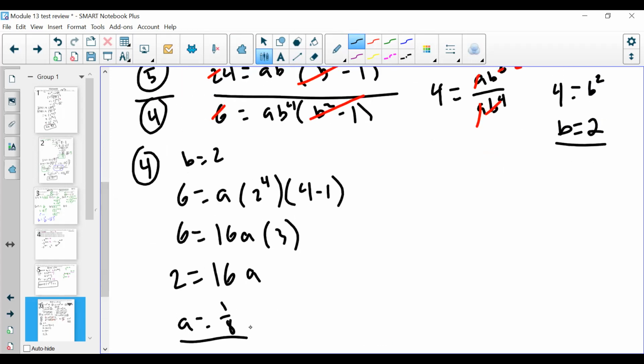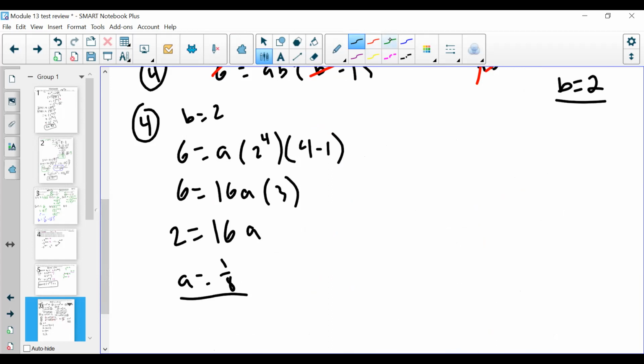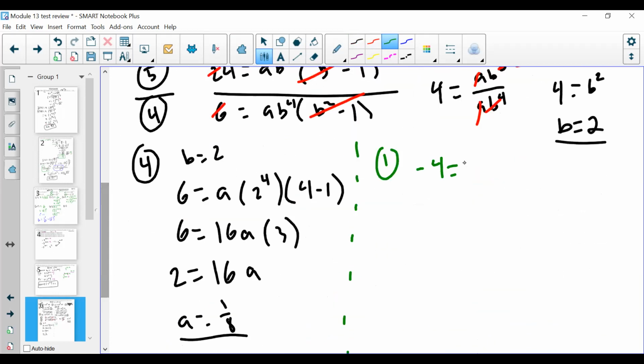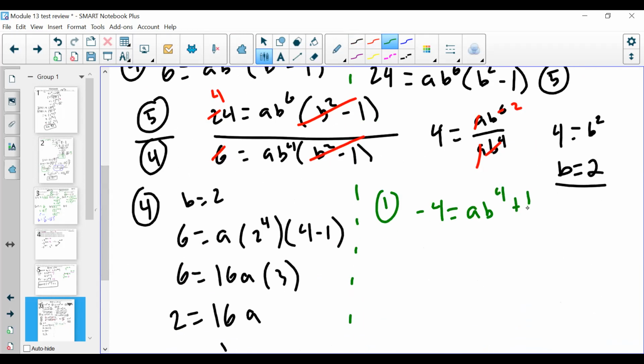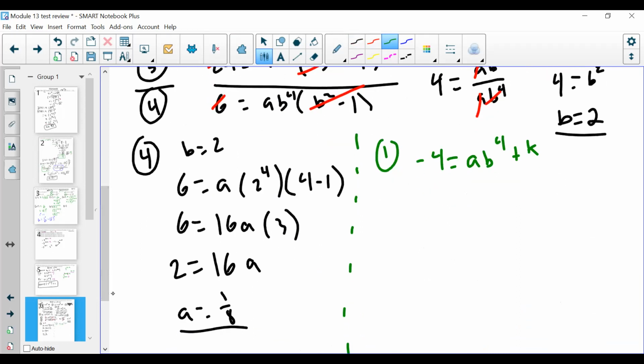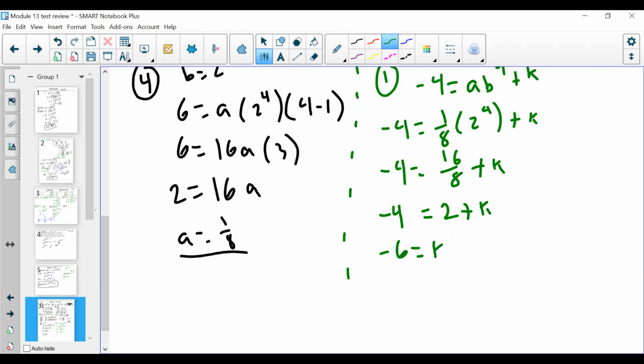So I have my a, I have my b. I can go back and plug it into one of the first 3 equations. It doesn't matter which one. I'll plug it into equation 1. So equation 1, negative 4 equals ab to the 4th plus k. Plug in a b value of 2 and a of 1/8. So we get negative 4 equals 1/8 times 2 to the 4th plus some k value that I don't know. 2 to the 4th is 16, so that's 16 over 8 plus k. 16 divided by 8 is 2. So I have negative 4 equals positive 2 plus k. Subtract the 2 over, negative 6 equals k.